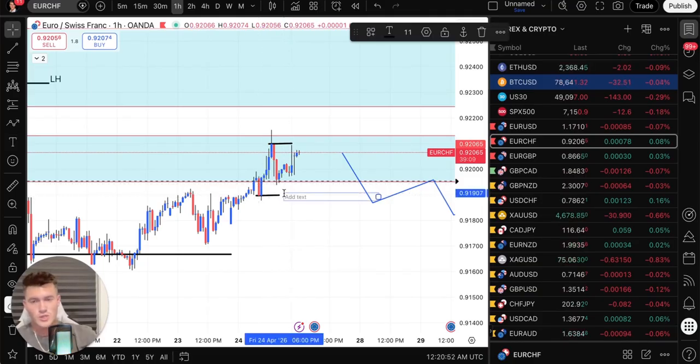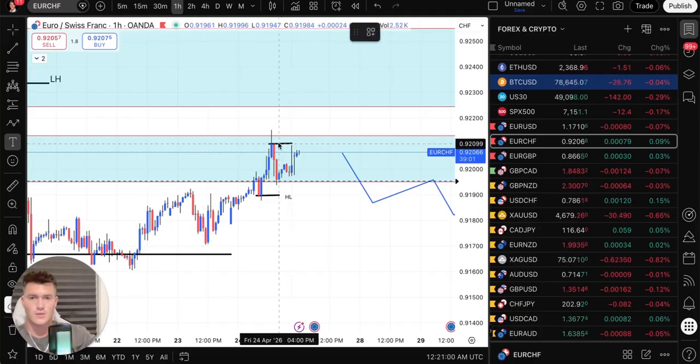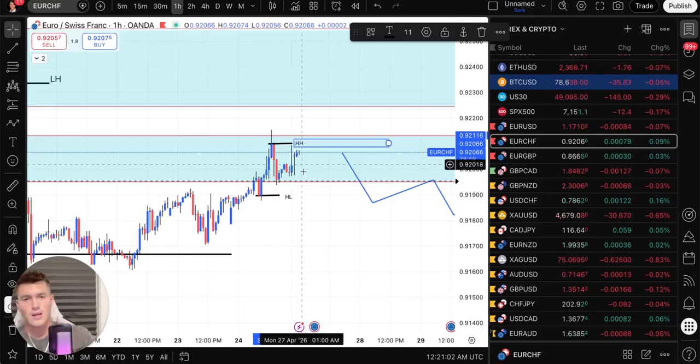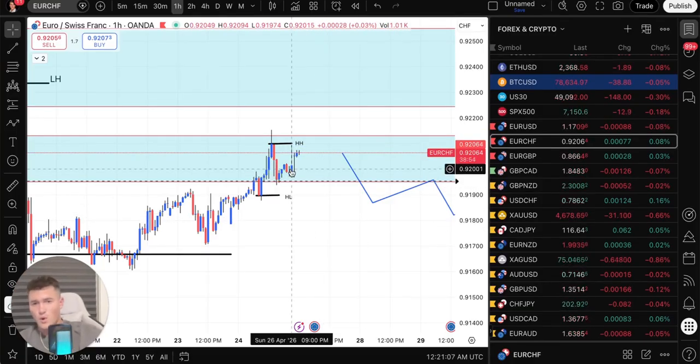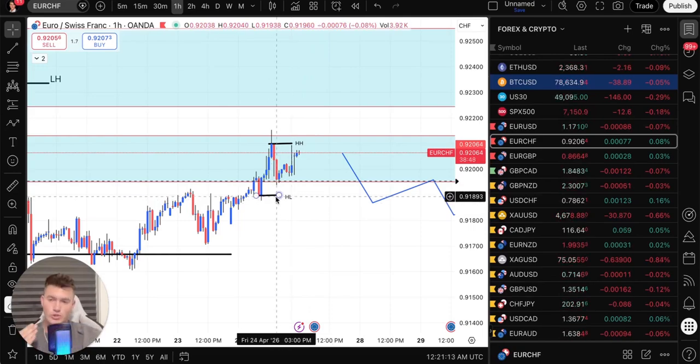Since we are bullish in the 1 hour right now, we want to wait for it to shift bearish. So this would be our higher low, and this would be our higher high. So we want to wait for price to shift and close below this higher low. That would give us our shift of structure in the 1 hour. Or you can wait and have it happen in the 30-minute.